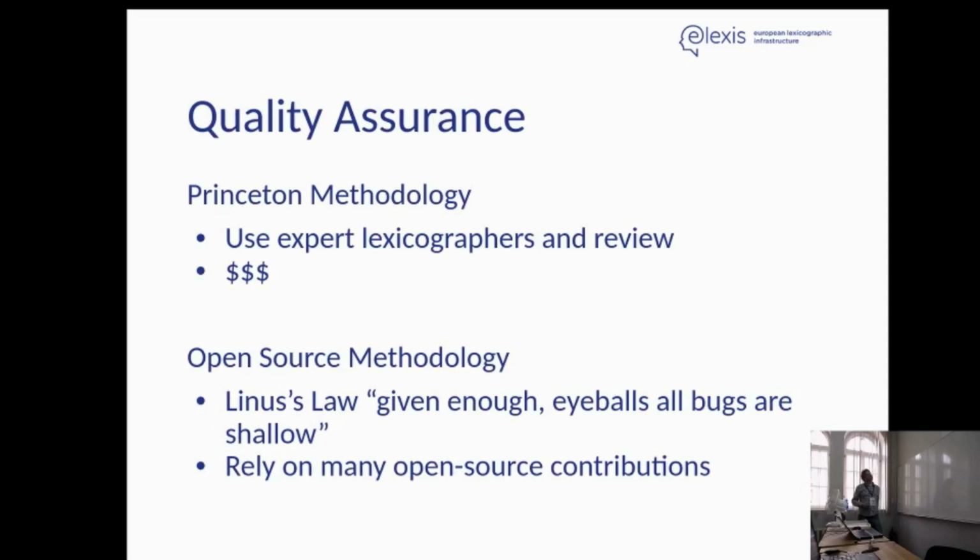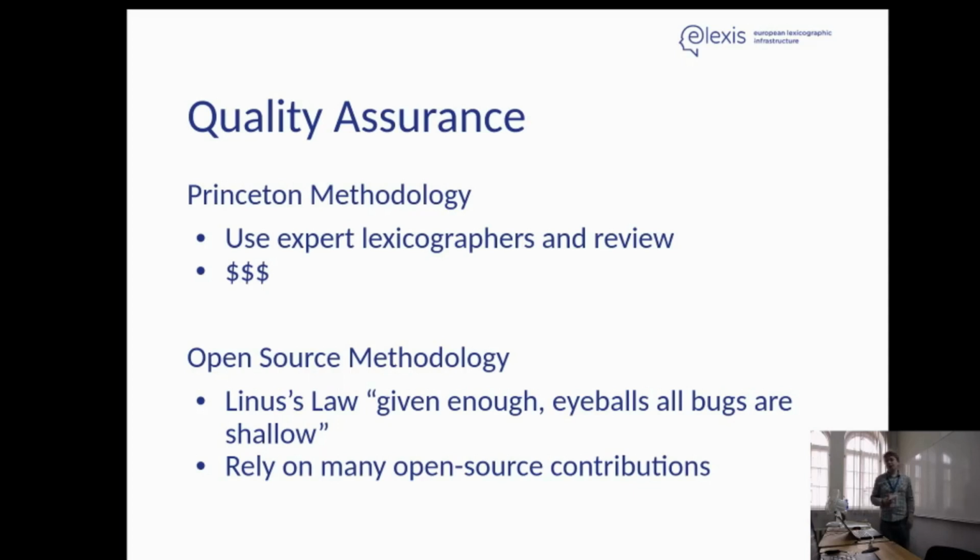So this is a bit of a difference in methodology. Princeton's methodology was always to use expert lexicographers, lots of review. This is all great and all, but it's expensive. Lexicographers are not cheap. And getting funding for WordNet type projects is hard. So instead, we're now looking at trying to do this open source, using basically what's called Linus's law. So you see Linus Torvalds of the Linux project. And his rule says, given enough eyeballs, all bugs are shallow, including apparently my inability to put a comma into a slide.